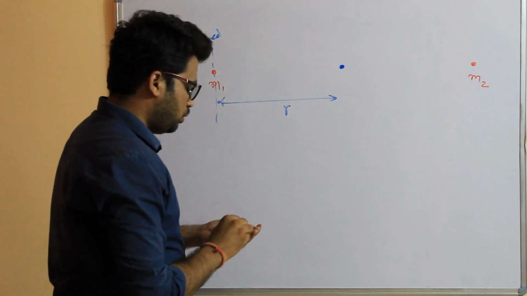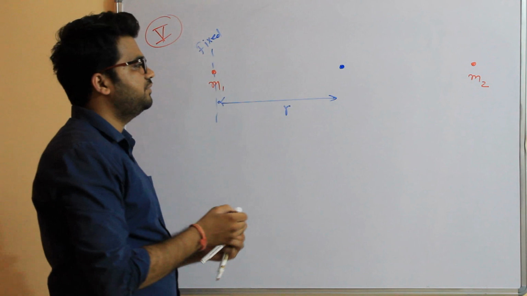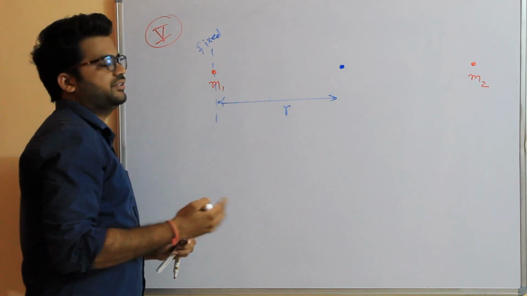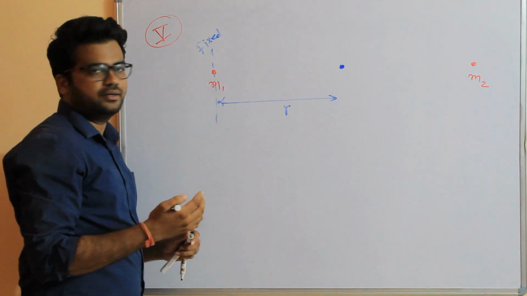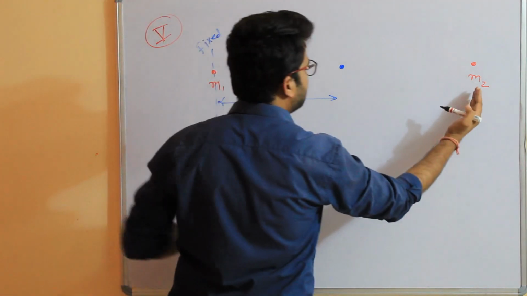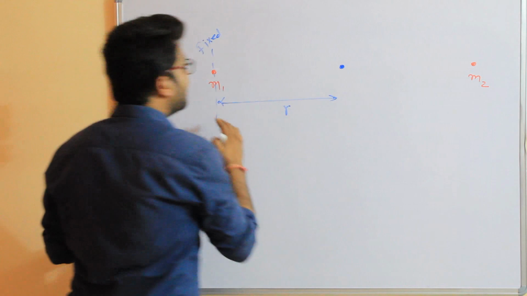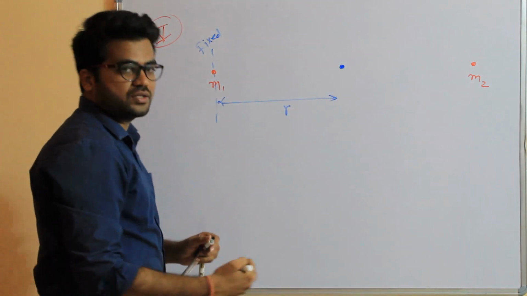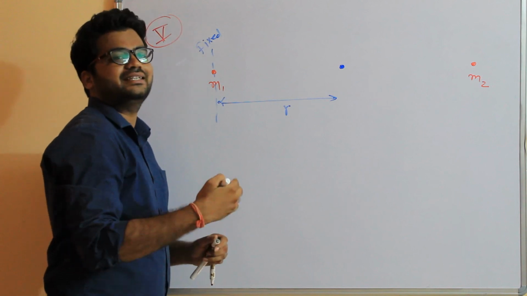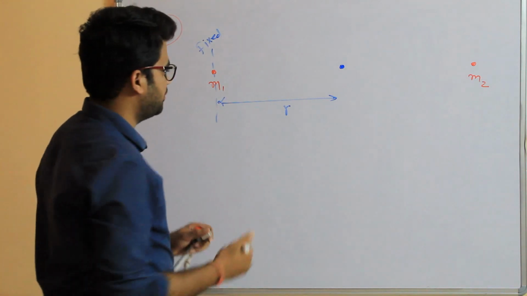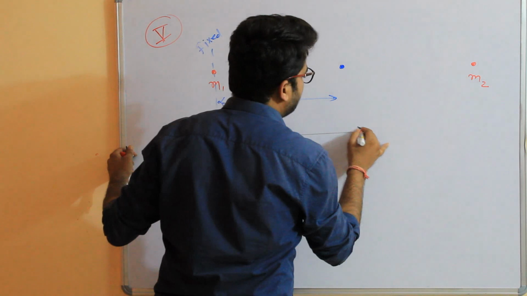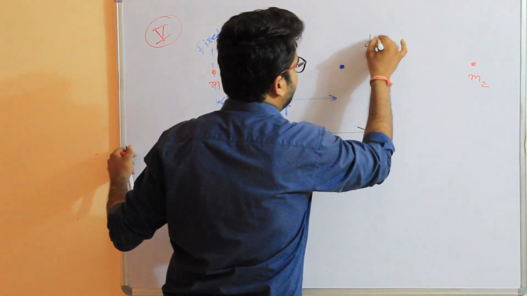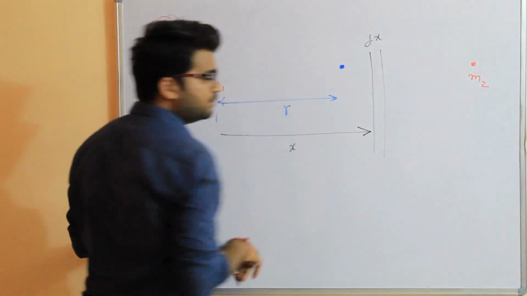Okay, so now in this we have to apply integration, calculus, you can say. Why? Because whenever this mass is coming closer and closer, the acceleration of that mass is constant, but the velocity is increasing, velocity is changing. So for that, we have to take at x distance a dx element, let us suppose.